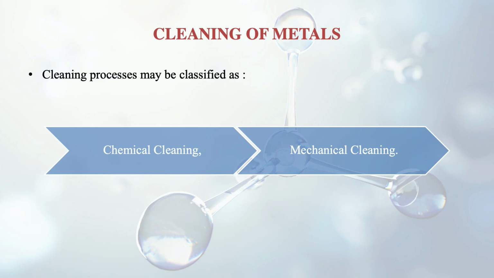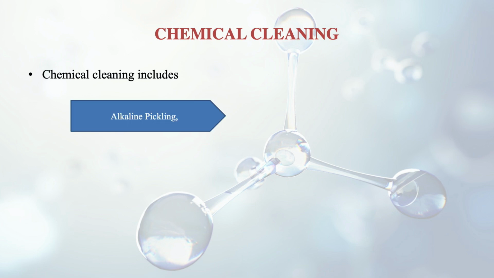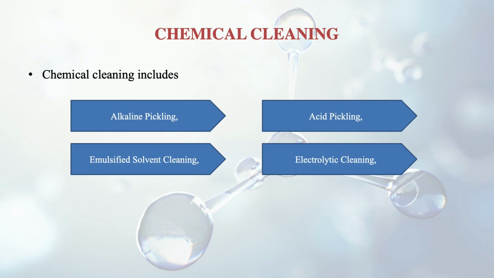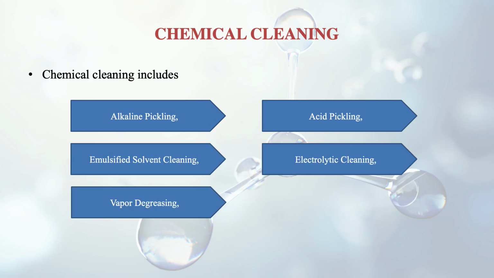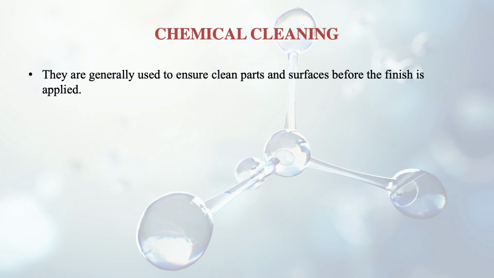First of all we will discuss chemical cleaning, which includes many types: alkaline pickling, acid pickling, emulsified solvent cleaning, electrolytic cleaning, vapor degreasing and ultrasonic cleaning. These are certain types of chemical cleaning, and they are generally used to ensure clean parts and surfaces before the finish is applied. Before any kind of finish is given, this type of chemical cleaning is done.